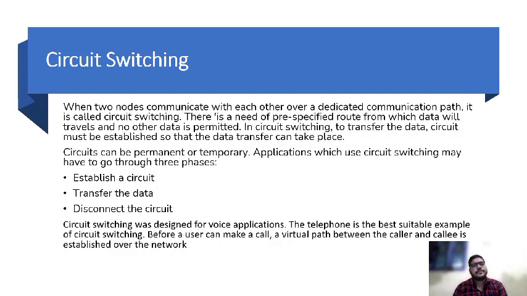Circuit switching. The definition of circuit switching is that when two nodes communicate with each other over a dedicated communication path, it is called circuit switching. In circuit switching, there is a need for a pre-specified route on which data will travel and no other data is permitted. To transfer the data, a circuit must be established so that data transfer can take place. So first of all, we need to establish a connection between two devices.